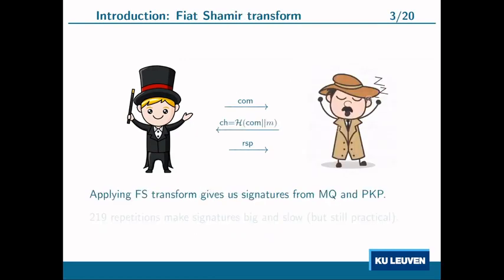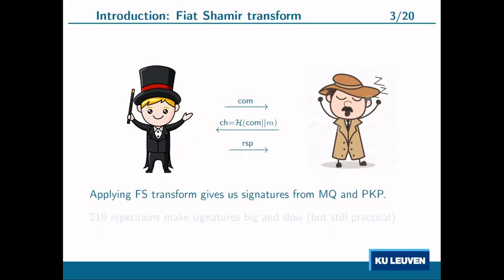One of the reasons why Sigma protocols are so useful is because they can be transformed into signature schemes with the Fiat Shamir transform. As long as you start from a Sigma protocol for a computationally hard problem, you will end up with a secure signature scheme. Since the MQ problem and the PKP problem are believed to be computationally hard even against quantum adversaries, we have reason to believe that if you apply the Fiat Shamir transform to a Sigma protocol for MQ or for PKP, you will end up with a post-quantum secure signature.